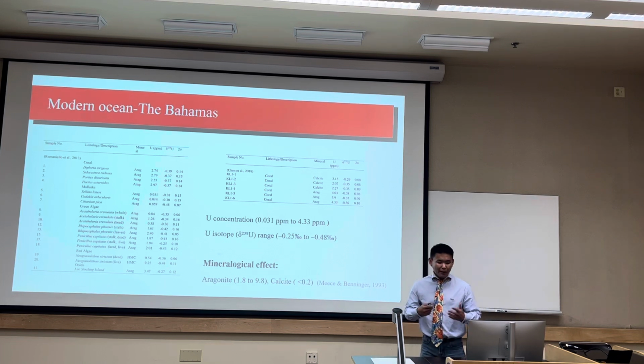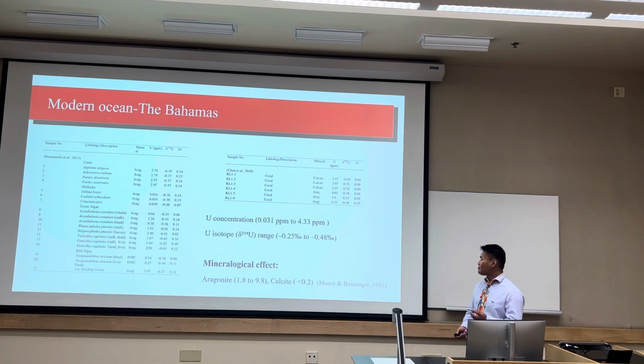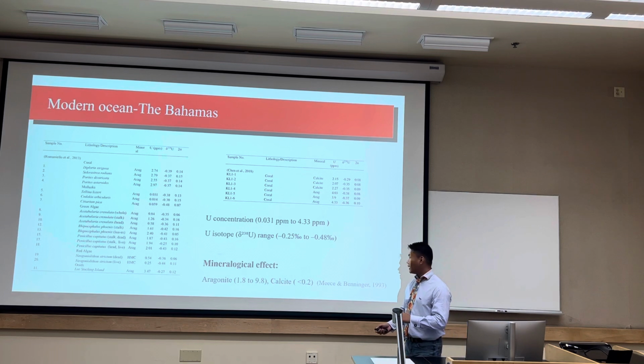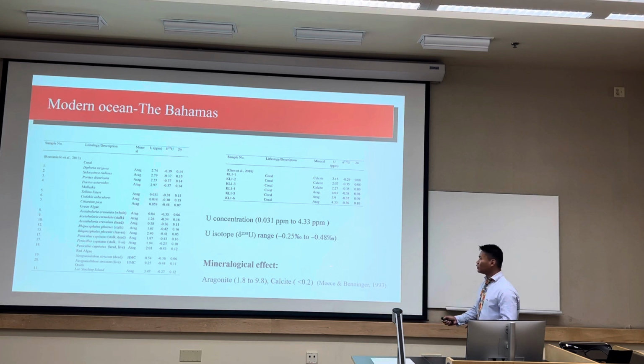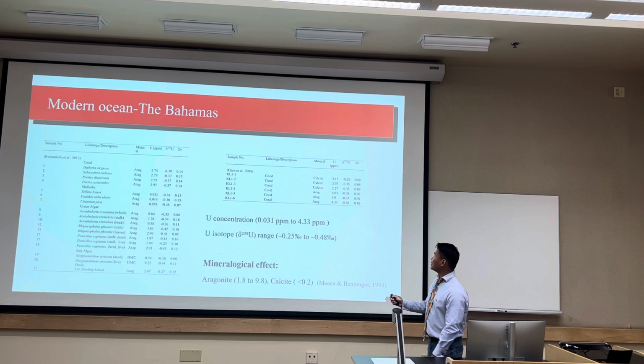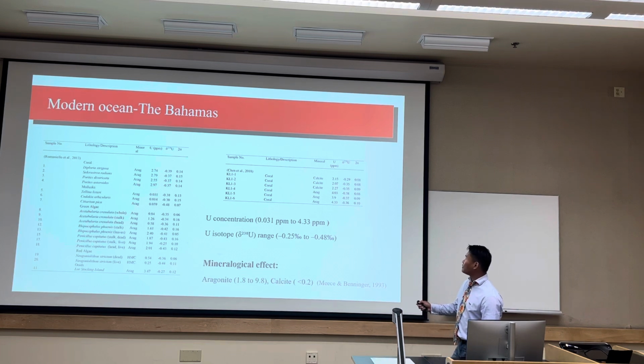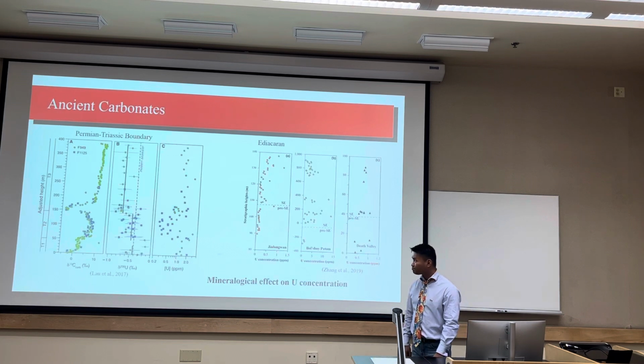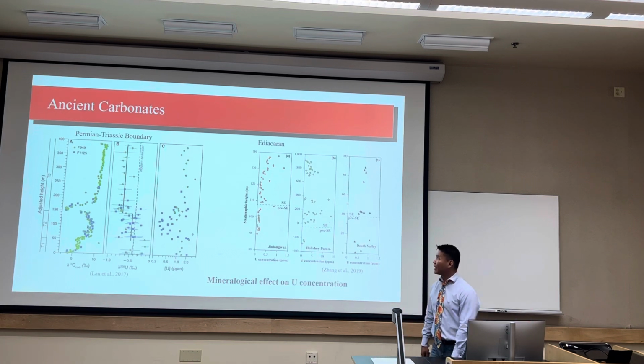Many laboratory experiments have shown that the partition coefficient of uranium into carbonate is different. It's really high in aragonite and really low in calcite. As you can see here, the calcite has low ppm and the aragonite has relatively higher concentration values. So now let's look at some ancient carbonate.